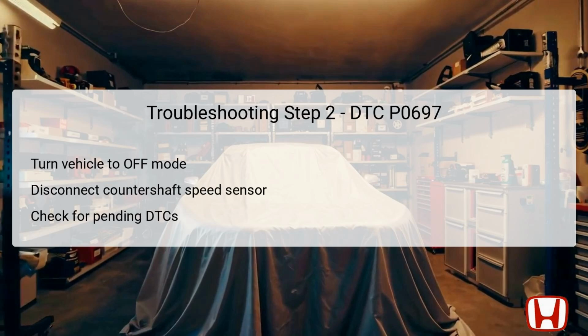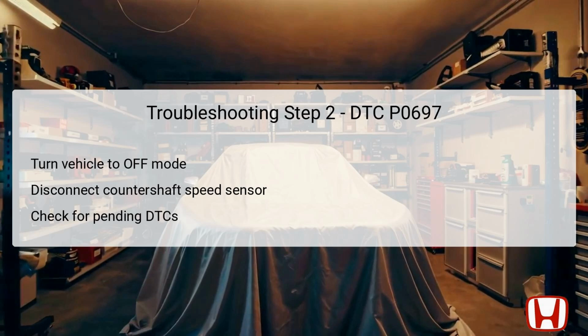In the second step of troubleshooting DTC P0697, you must focus on the countershaft speed sensor, as it's a critical component linked to this code. Begin by turning the vehicle to off mode to ensure safety while performing electrical disconnections. Once safely powered down, disconnect the 3P connector from the countershaft speed sensor. This action isolates the sensor, allowing for more accurate testing of the circuit's integrity. After disconnection, turn the vehicle back to on mode and once again use the HDS to clear the DTC.